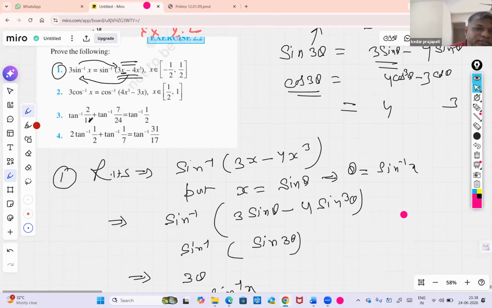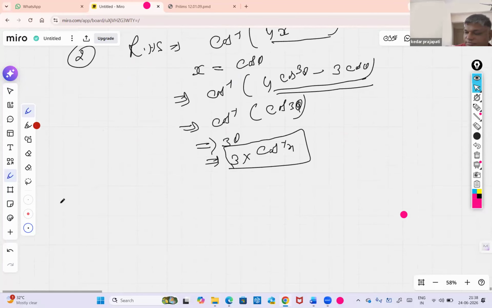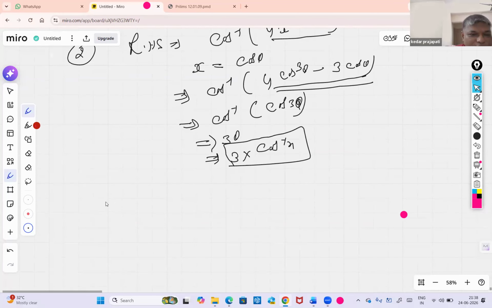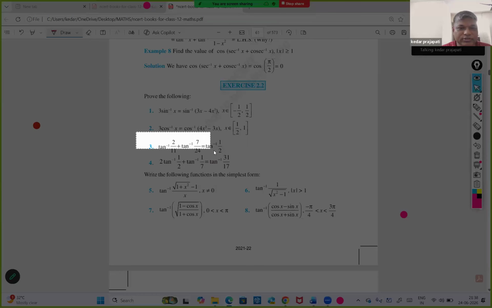Now the third one, tan inverse 2 by 11 plus tan inverse 7 by 24. I want you to solve it now. Let me take the question. We have to take it one by one, then only it will be easy.